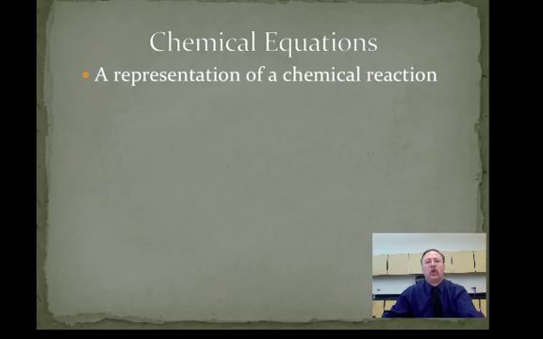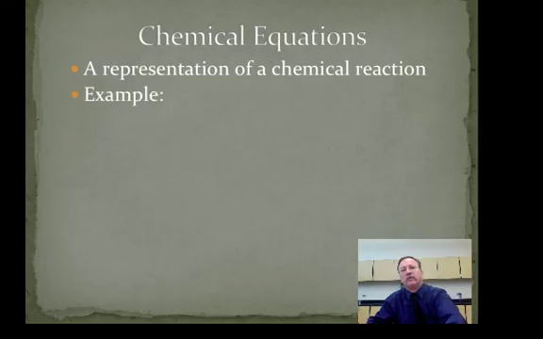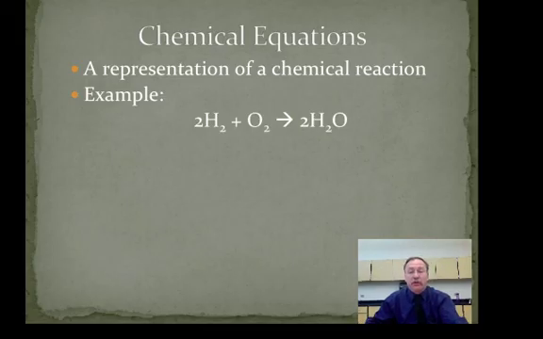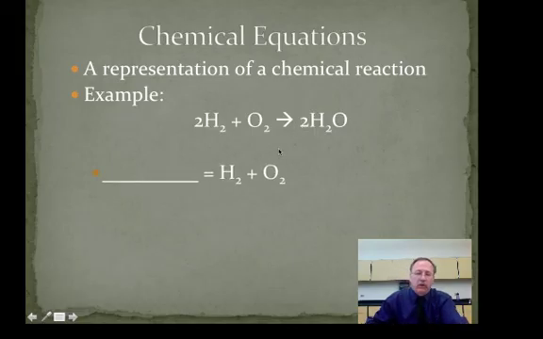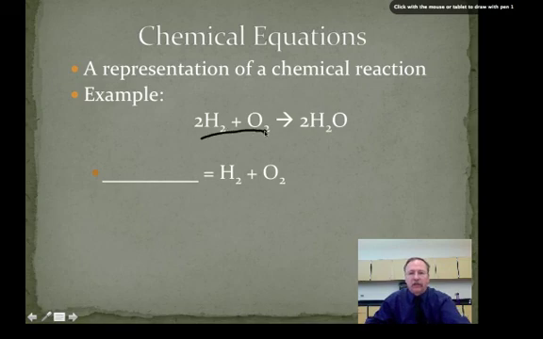We have to have some representation of a chemical reaction. An example might be hydrogen and oxygen forming water. We have to have a representation of that, and here it is. We're given what's a chemical equation. With chemical equations, we have two sides. We've got the left side and the right side, separated by this nice little arrow.